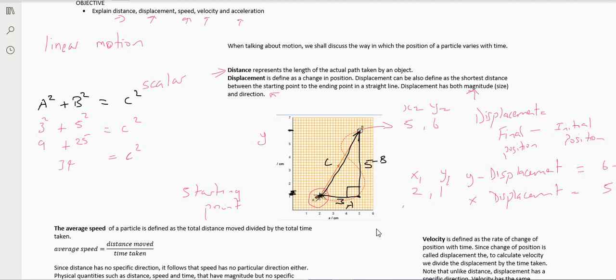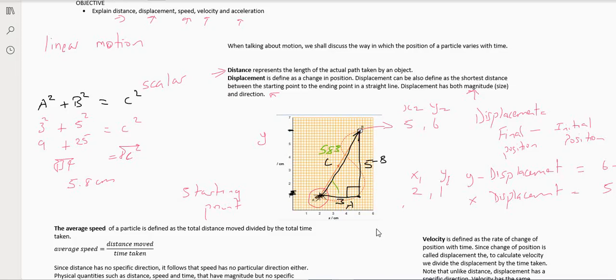Let's make c the subject by finding the square root of both sides. Square root of 34 gives us approximately 5.8 centimeters. So what this tells me is that c is 5.83 centimeters. All right, so that's just the displacement at this point.